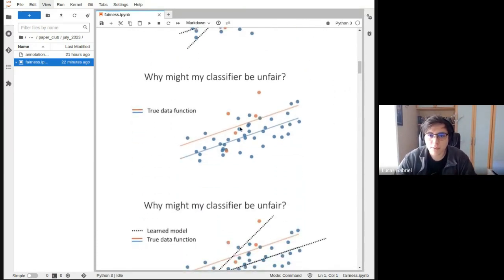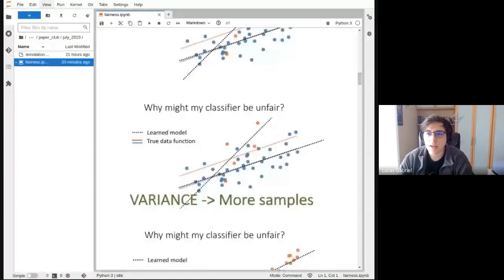And when we see, for example, the true data function, it is kind of weird to see it. But if I have this data function creating this type of distribution, maybe my problem in the end is due to variance. So maybe adding more samples to my model to understand the true data function would be helpful here. That is a no-brainer thing, but that is where the paper draws the difference between variance and bias.